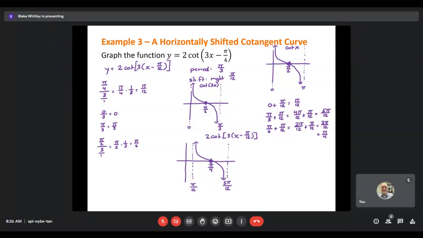And again, if you need to draw that middle graph there, where you just adjust the period first and then do your shift, that's perfectly fine. If you feel comfortable doing all the steps in one, that's perfectly fine as well.